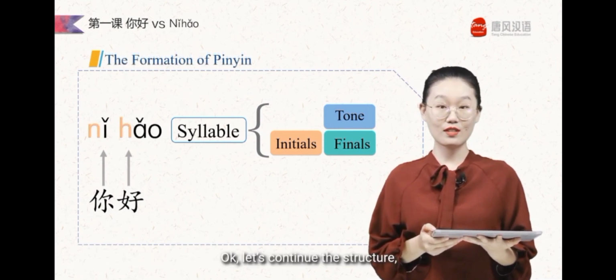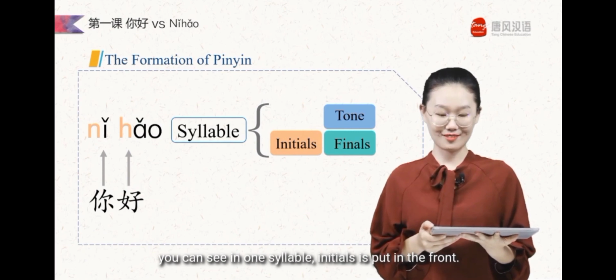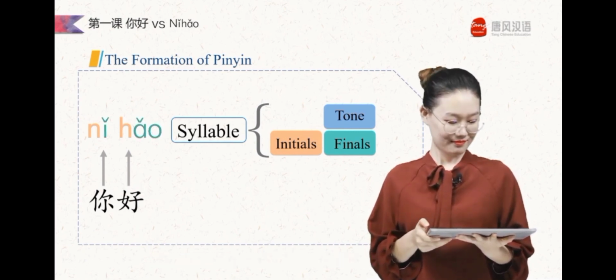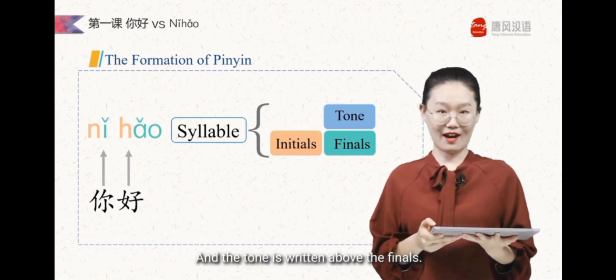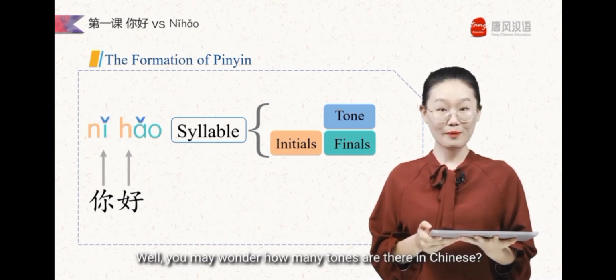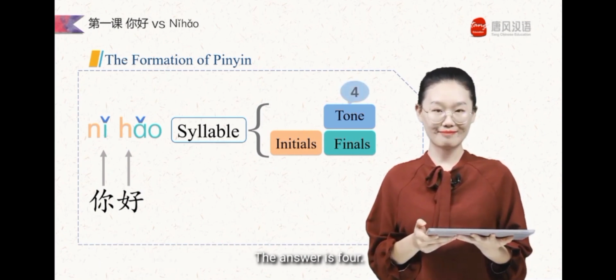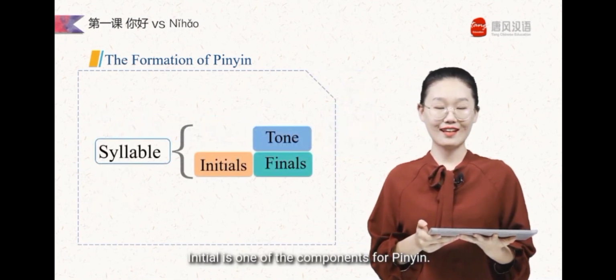Okay, let's continue the structure. You may see in one syllable, initials is put in the front. The following is the finals, and the tone is written above the finals. Well, you may wonder how many tones are there in Chinese. The answer is 4.